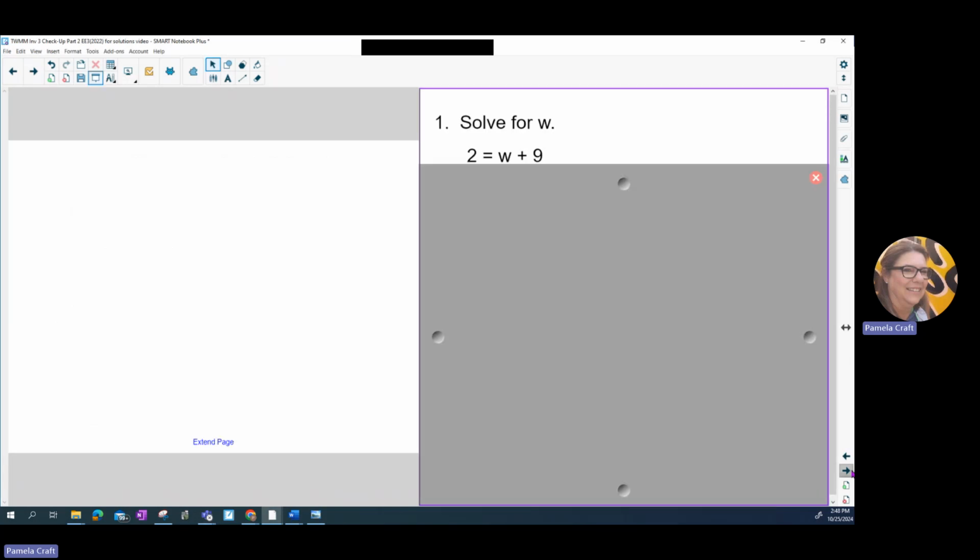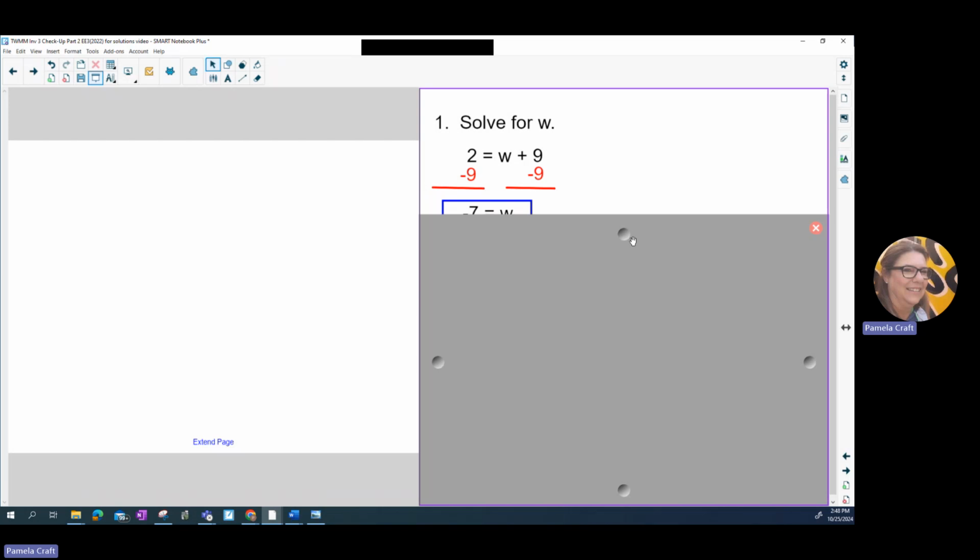So the first problem we had was 2 is equal to W plus 9. This is a one-step equation with addition. How do I undo addition? I subtract. For you to get credit, you needed to show that you're subtracting the same thing from both sides. That's your balance. If I subtract a 9 from both sides, I end up with 2 minus 9 is negative 7, and W plus 9 minus 9 is W.